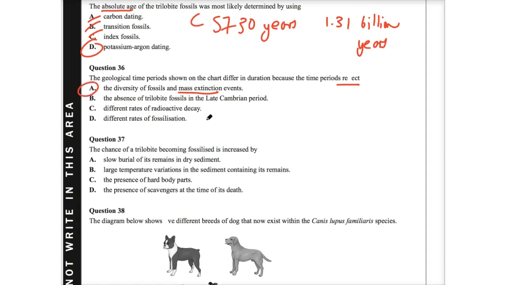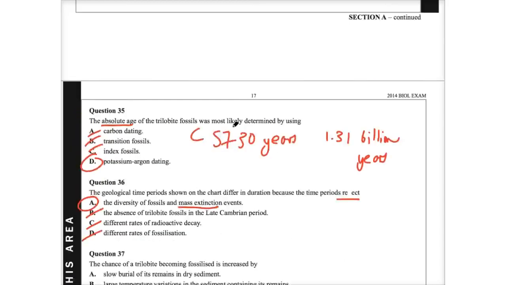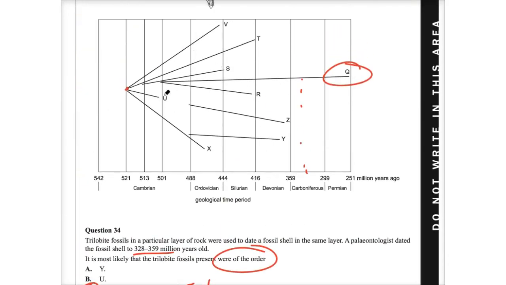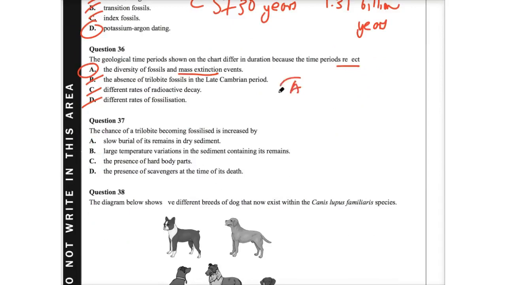The absence of trilobite fossils in the late Cambrian period. No, that doesn't make any difference to it. The different rates of radioactive decay, that's obviously not reflected in it either. We're talking at the orders of these fossils. And the different rates of fossilization aren't present within the chart. It obviously varied. So if you look back at this particular schematic, every time this ends, that is due to mass extinction. Then you've obviously got different timescales from when they were born as well for these trilobites. So therefore, A for this one.